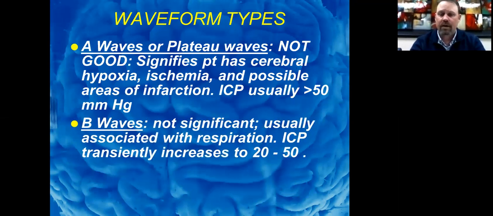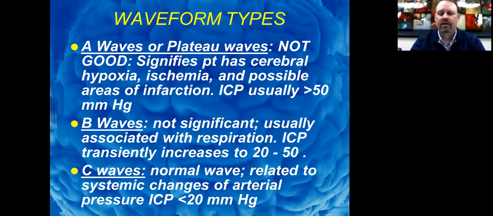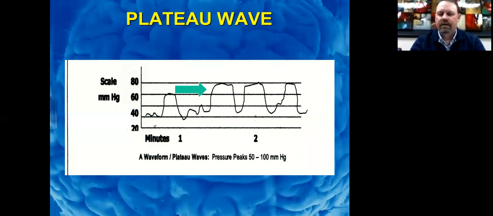Okay. B waves, not significant, usually associated with respiration. And ICP transiently increases to 20 to 50. That's not as concerning as the A waves. C waves are normal waves related to systemic changes in arterial pressure, ICP less than 20. That is an A waveform. You see the plateau there, it's well high, it's nice and flat. That indicates massive pressure. And of course, on the scale it's showing about 79 to 80.